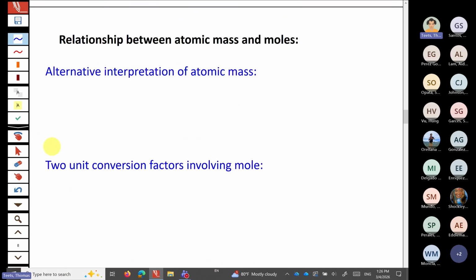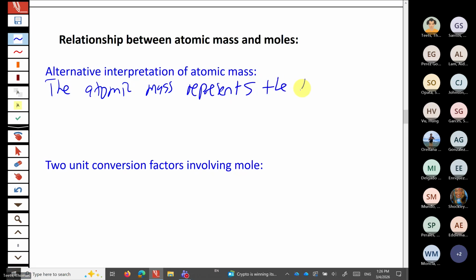So the atomic mass is one of those. We gave it in AMUs, which is sort of a convenient way of expressing the mass of an individual atom. But in an alternative, and in most cases more useful, formulation for atomic mass, same exact number, but just an alternative formulation of the unit, the atomic mass represents the mass in grams of 1 mole of an element.